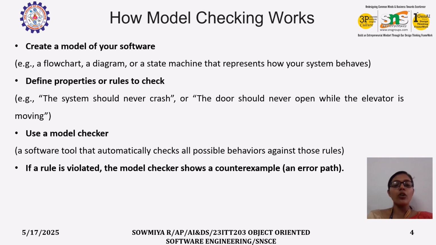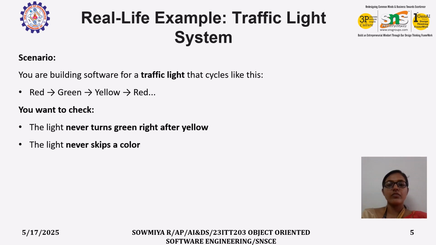Then third one is running the checker. A model checker tool like SPIN, NuSMV or UPPAAL analyzes the state space to verify whether all possible paths adhere to these rules. Then fourth one is counter examples. If a rule is violated, the tool gives a counter example, a path through the system that leads to failure. This is extremely helpful for debugging.